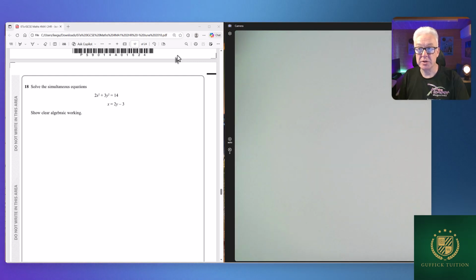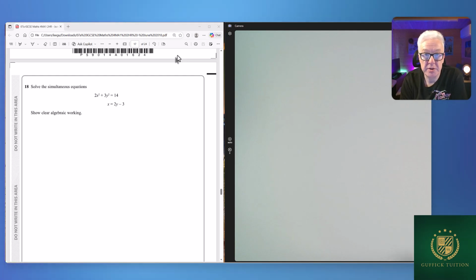Hello everyone, we have a simultaneous equations question here, and it's quadratic simultaneous equations. Now the first thing to say is remember that when we have quadratic simultaneous equations, we can't solve it by elimination. We have to use substitution. Okay, so let's have a look at our question then.